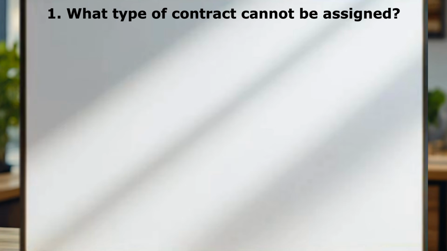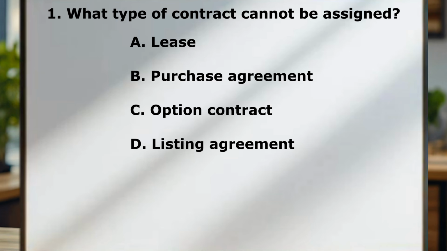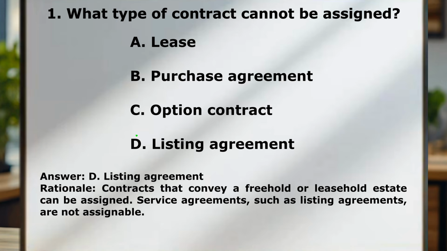Question number 1. What type of contract cannot be assigned? A, a lease. B, a purchase agreement. C, an option contract. D, a listing agreement. Correct answer here is D, a listing agreement. And here is the reason why. Contracts that convey a freehold or lease estate can be assigned. Service agreements, such as listing agreements, are not assignable. Now, you might actually see a question related to a buyer-broker agreement as well. That would also not be assignable.